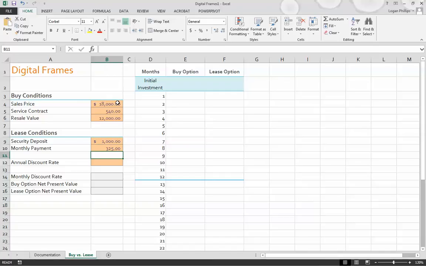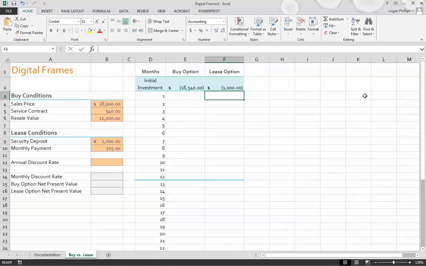Alright, on step 5, in the range E2 through F2, enter the initial investment for each option. For the buy option, Linda will have to initially pay for the computer system and the service contract. Under the lease option, Linda will have to initially pay for a security deposit. And they gave us a nice hint here: enter these initial expenditures as negative cash flow. So these are going to be negative numbers. For her buy option, she's going to have to pay out $18,540. For the lease option, she's going to have to pay out $1,000. So we're going to try to figure out what is the better option, leasing or buying.